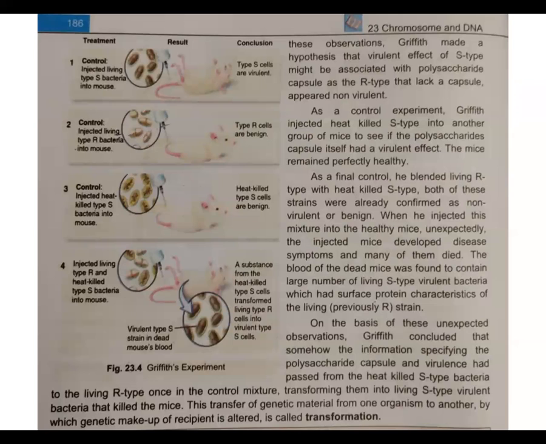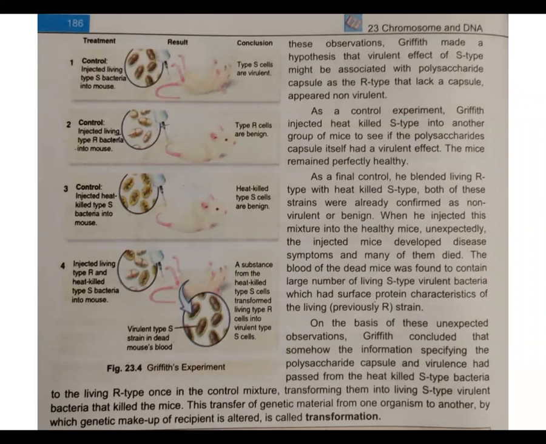As a control, Griffith injected heat killed S type, in which he destroyed all the polysaccharide capsules and all the proteins. Obviously, they must have been destroyed by the heat. He actually wanted to see if the polysaccharide capsule itself had a virulent effect. The mice remained perfectly healthy after the injection of the heat killed S type, which confirmed that maybe the polysaccharide capsule had something to do with the death of the mice.